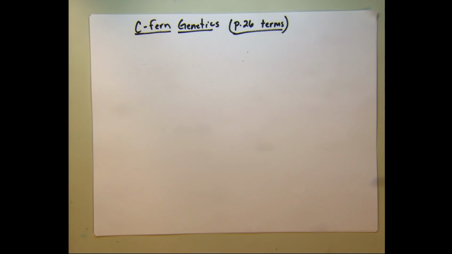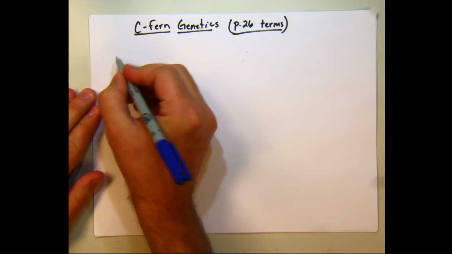He looked at the height of the plants. Is it short or is it tall? He looked at the peas. Are they yellow or are they green? Are they wrinkled or are they smooth? All of these observations he could easily make. So let's refer to a few of those.